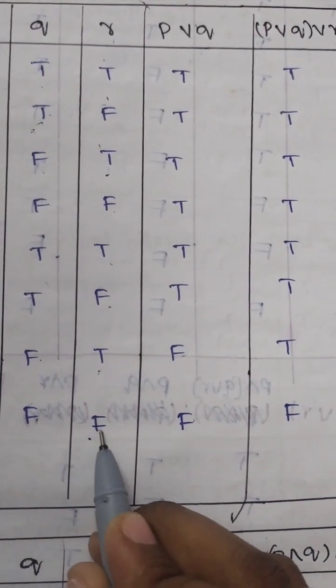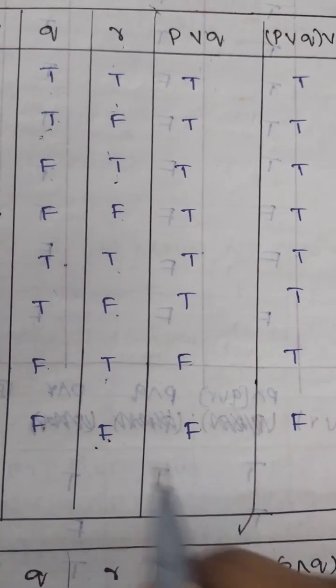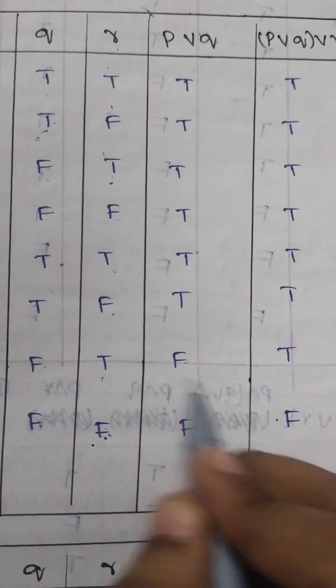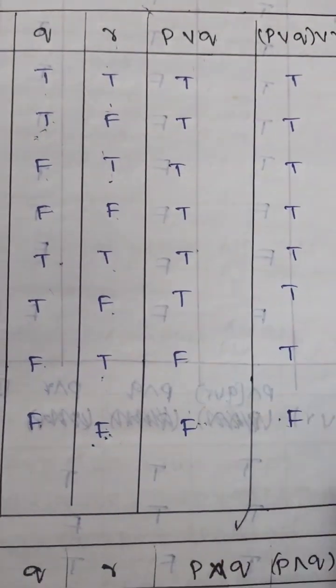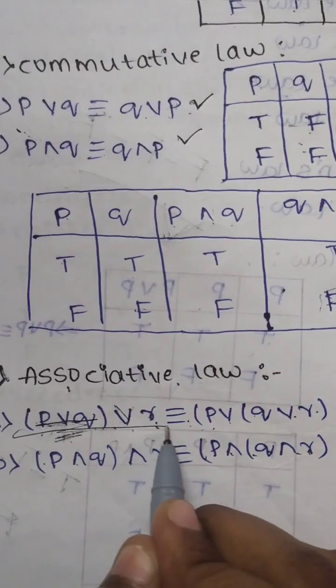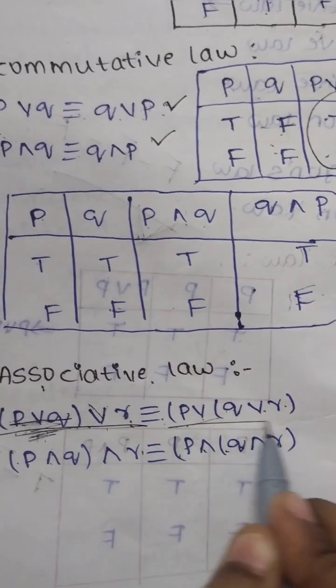When P is false or Q is false means false, remaining all are true. So false means false, remaining all are true. Okay? First this one completed, this one completed. We have to find this one.